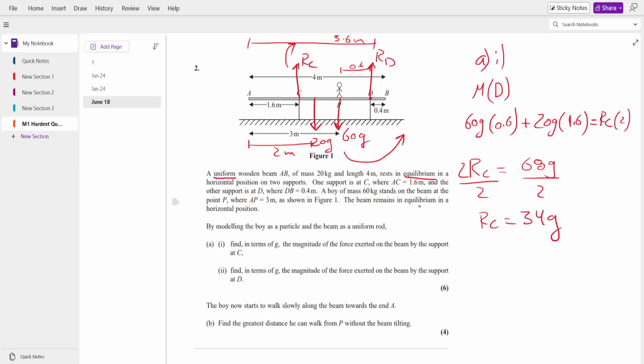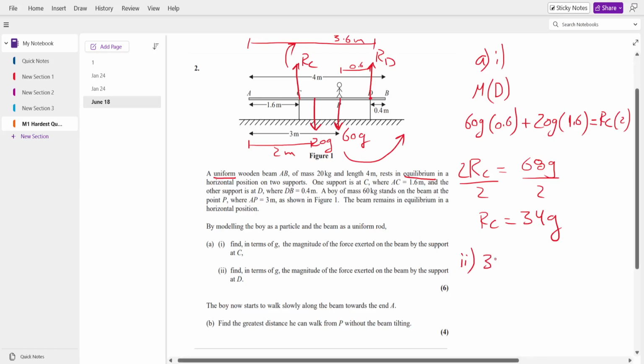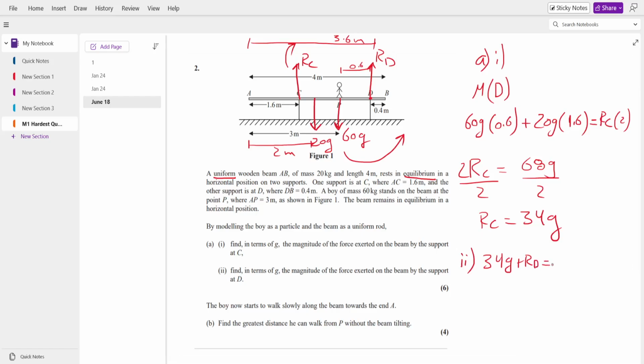34G. Okay, and for part two I can find the reaction at D using the idea that forces in different directions are going to be equal. So I know that the upward forces are going to be equal to the downward forces. So RC, which is 34G, plus RD, is supposed to equal the downward forces, which is 20G plus 60G.